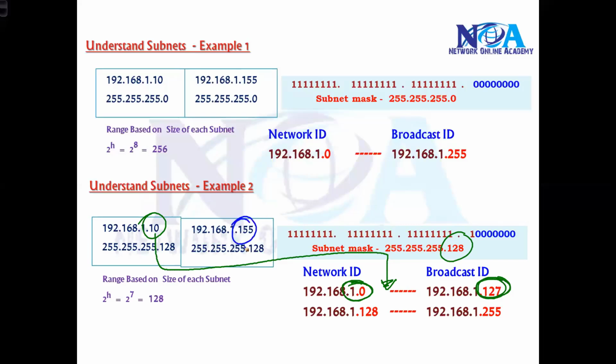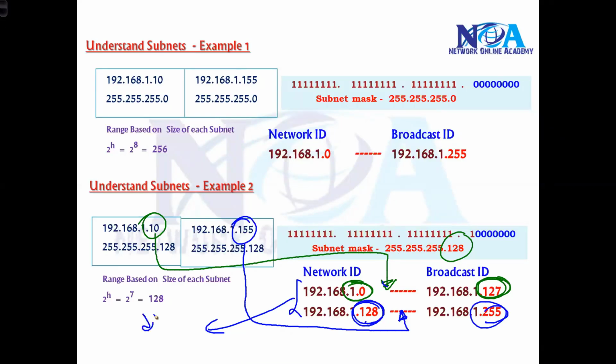Whereas for the second address, it comes in this range. So the network ID of this address is 128 and the broadcast ID of this address is 255. So if the network IDs are not the same, it means they are different networks, because they are coming in a different range, or in other words, they have different network IDs.